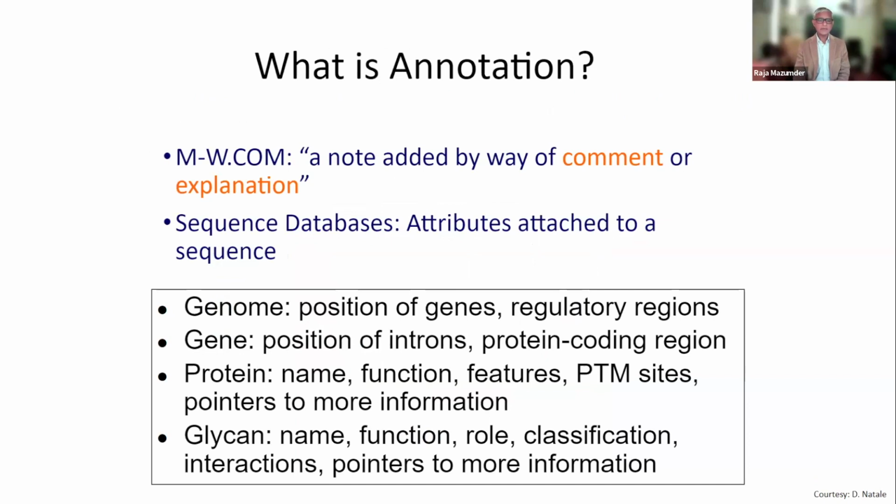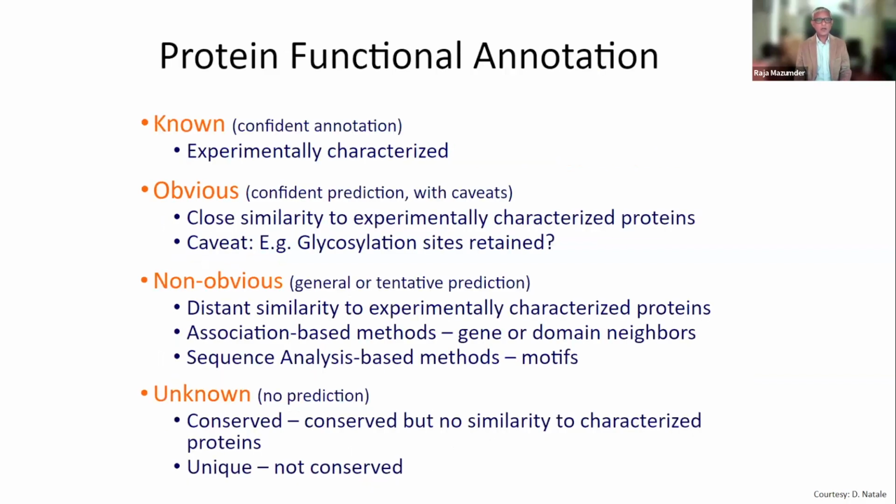So in terms of annotation, what is annotation? The Merriam-Webster dictionary talks about it as a note added by way of comment or explanation. And I want to go over a few concepts of how to do protein annotation. So what is known? If you have a paper that describes a protein or the glycan and had done experimental characterization, that is known. What is obvious? When you have homology and you can say these proteins are very closely related, then most probably the function can be transferred.